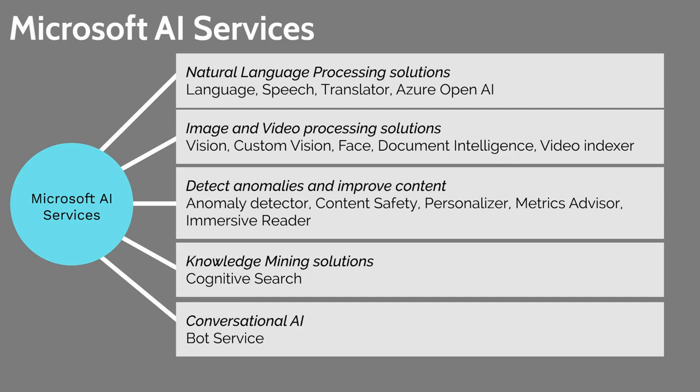We're going to look at detect anomalies and improve content. So this part is how to detect anomalies and improve content. And in here, we will look at anomaly detection, content safety, personalizer, metrics advisor. So we will cover all of these topics individually in this section.